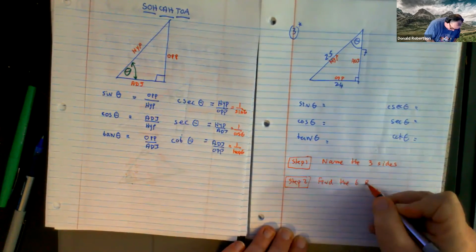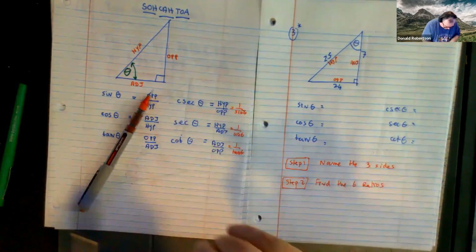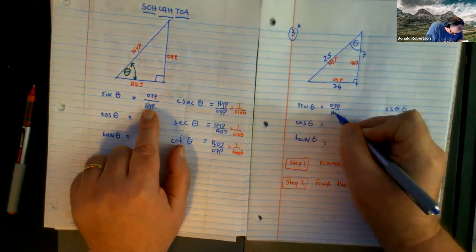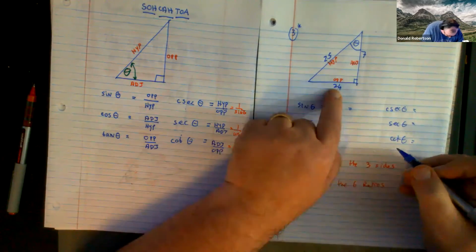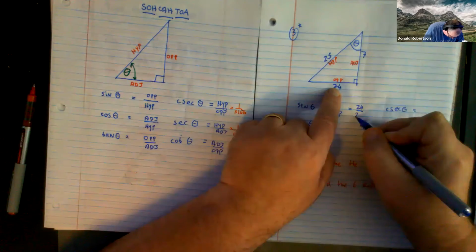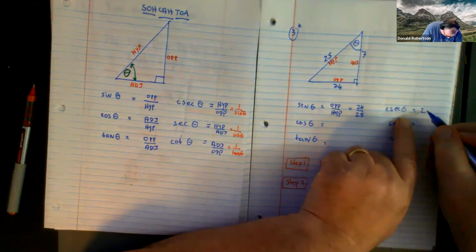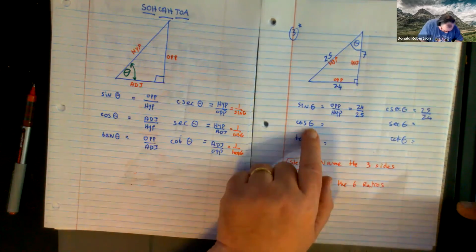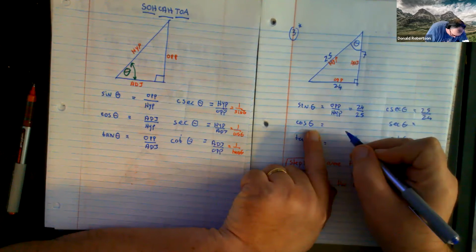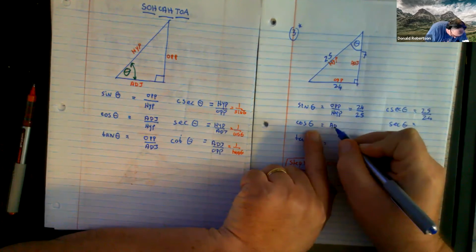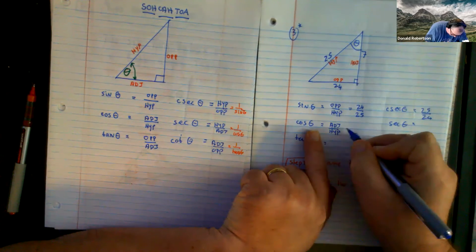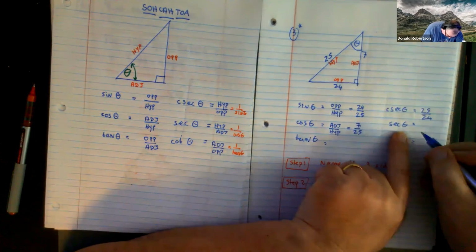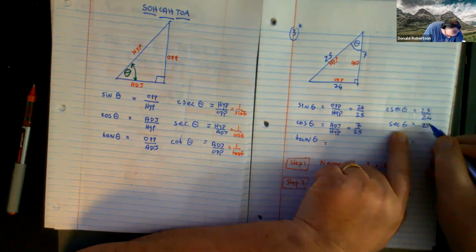Find the 6 ratios. Okay, the sine is opposite over hypotenuse, which in this case is 24 over 25. And won't the cosecant just be 25 over 24? Do you see I just turn it upside down and I get it for free? Right, the cosine is going to be the adjacent over the hypotenuse. And that's going to be 7 over 25. And so the secant, which is the reciprocal of that, is going to be 25 over 7.